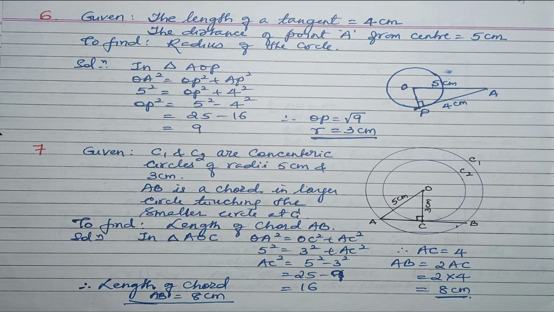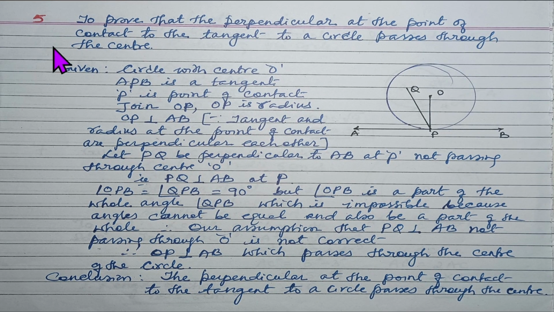Remember that. Now coming to the next example, that is example number 5, we have to prove that the perpendicular at the point of contact to the tangent to a circle passes through the center. That is, the perpendicular which is drawn at the point of contact to the tangent to a circle passes through the center. Now what is given to us is a circle with center O, APB is a tangent, P is the point of contact, and when we join OP, then OP is perpendicular to APB, angle OPB is 90 degrees because the radius and the tangent at the point of contact are perpendicular to each other.